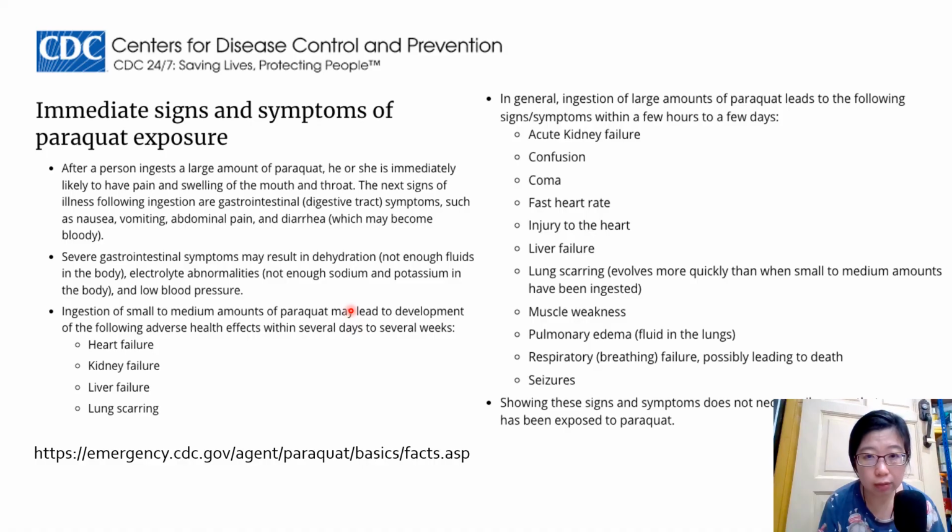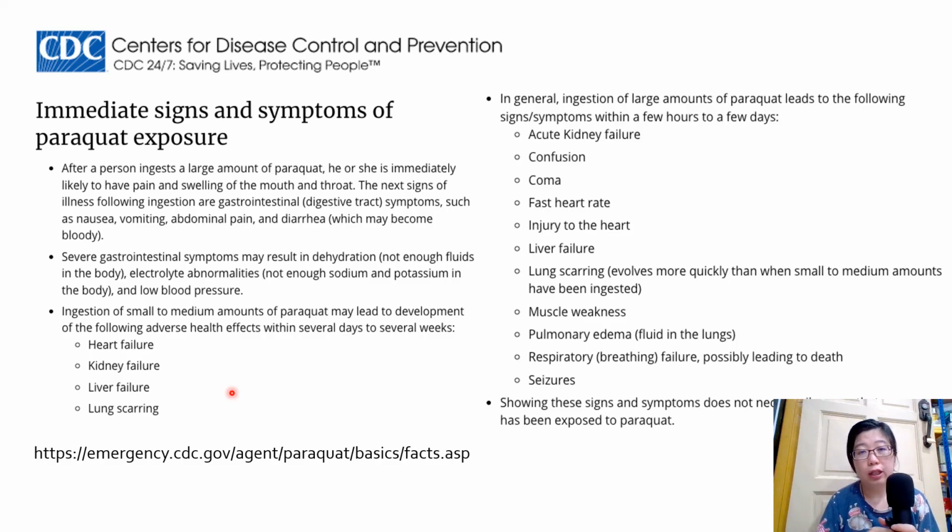Because it's a colorless liquid, right? It's colorless, so it's very difficult to detect. And the immediate signs and symptoms of this paraquat, if you can see here, if the person ingests a large amount of paraquat, you are likely to have pain and swelling. Later you have abdominal pain, and this is one of the organs. Remember, just now we talked about specific organ toxicity, but in this case of paraquat, it's actually a multi-organ toxicity, right? It can cause multiple organ failure.